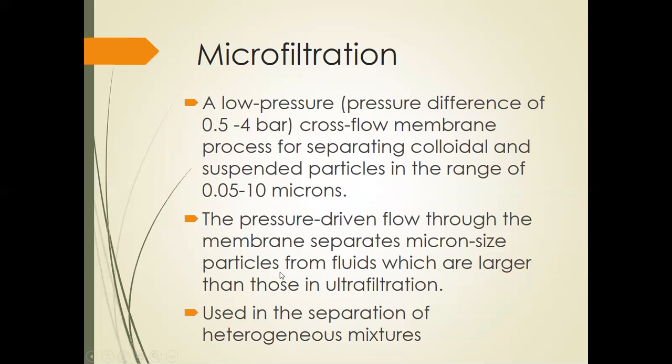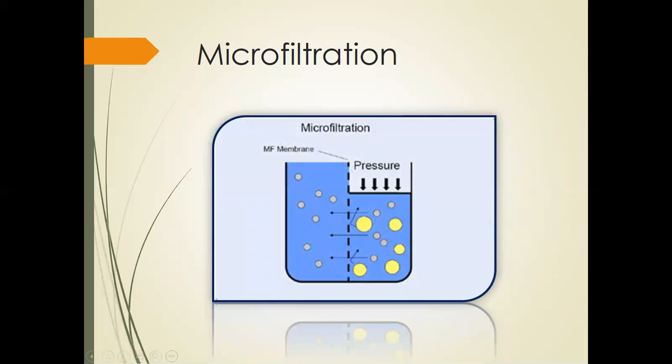Now, this particular process is used in the separation of heterogeneous mixture. Heterogeneous in the sense that the sizes of the particles are not the same. Now, in microfiltration, you have the application of the pressure on this side, wherein you have a mixture of small and large particles. And in the application of pressure, you have this particular membrane that will only allow a certain particle size to pass through. So only the smaller particles will pass through the application of this pressure, and the bigger particles, of course, will be retained on this side.